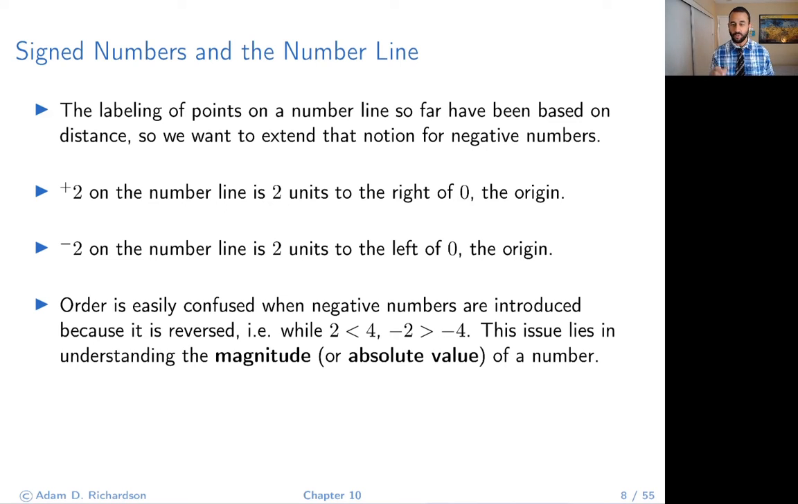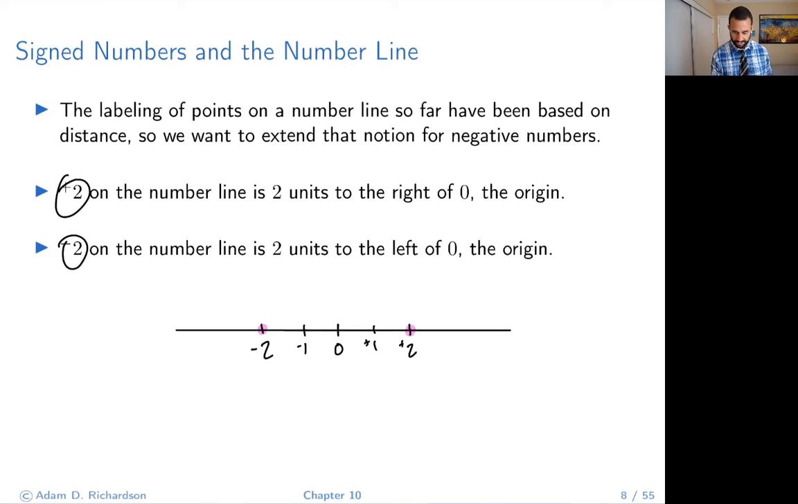So this is the thing. Order is easily confused when negative numbers are introduced because the order is flipped, right? Did you notice how it's going down negatively? Or I should say it's going up negatively as you go this way, but over here, it goes up.